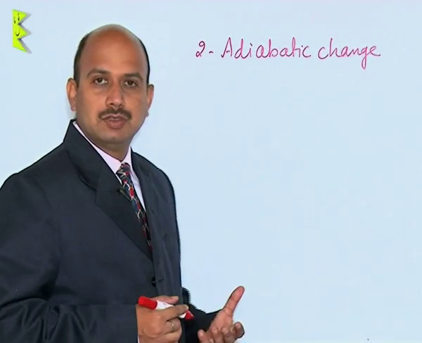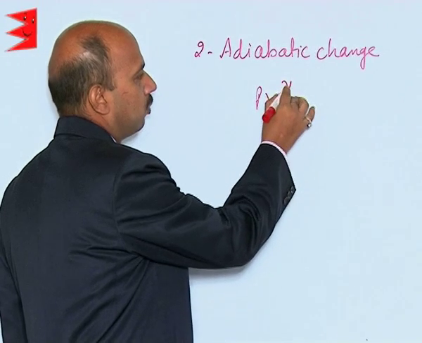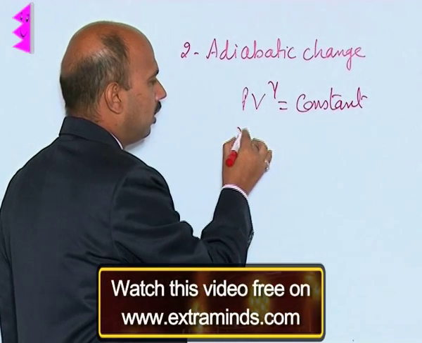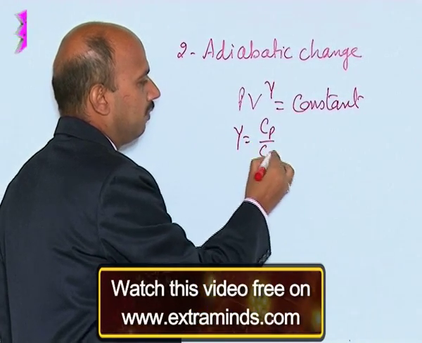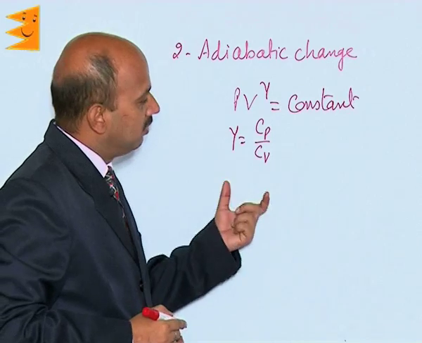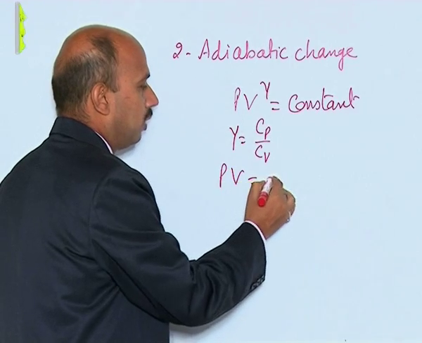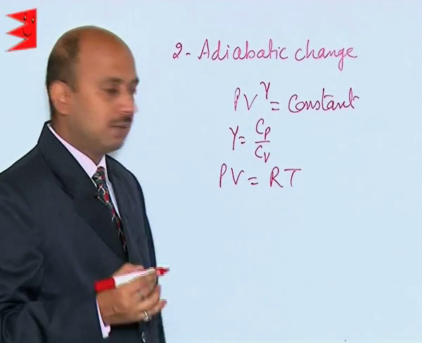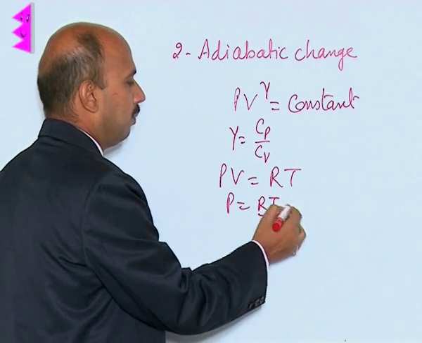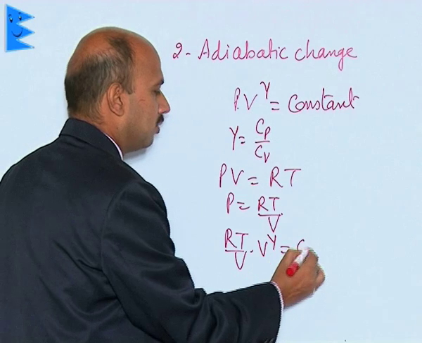Now, in adiabatic change, the relation between P and V for an ideal gas is given here: PV raised to power gamma is equal to constant. See here, gamma is equal to Cp upon Cv, where Cp is the specific heat at constant pressure and Cv is the specific heat at constant volume. We also know PV is equal to RT for 1 gram mole of the gas. So we can write P is equal to RT upon V. If you replace this value, you will get RT upon V into V raised to power gamma is equal to constant.